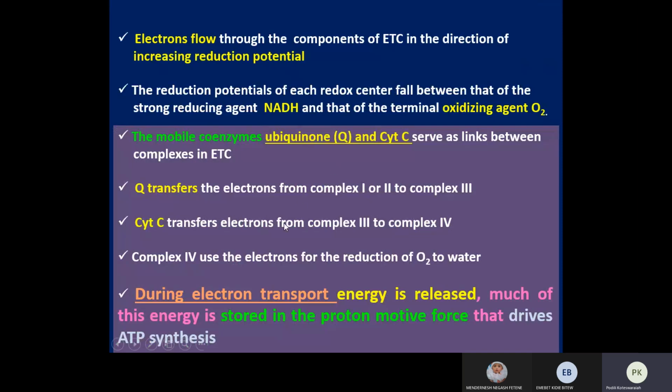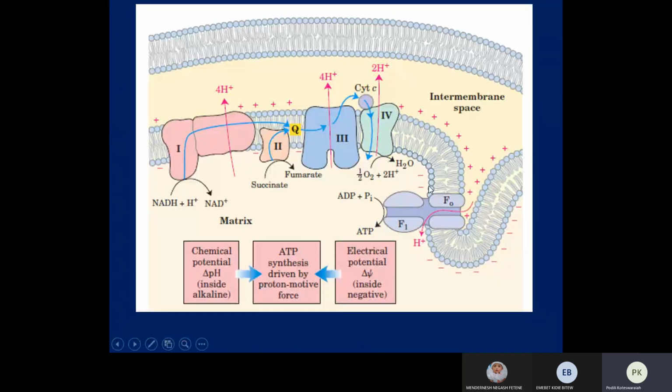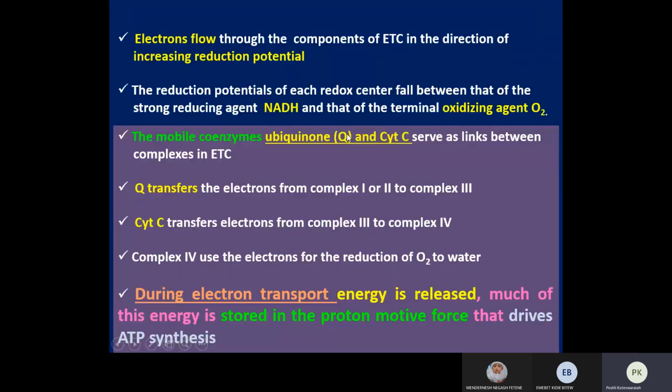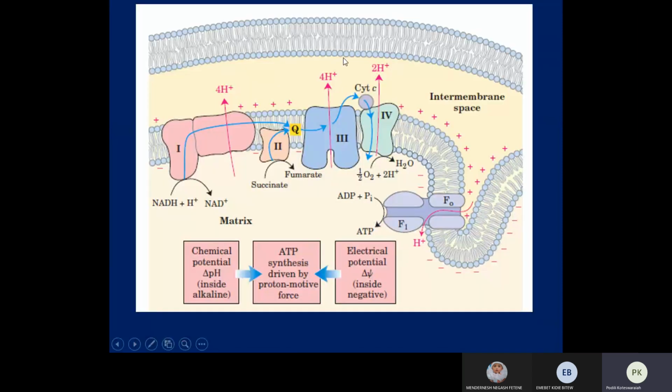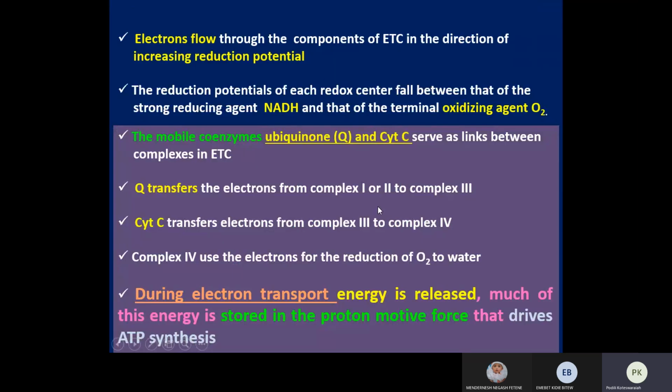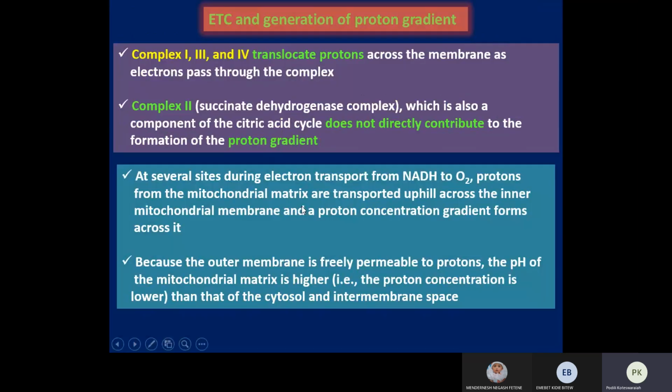When the electrons are transferred from NADH to the molecular oxygen, energy is released, and that energy is utilized for the generation of the proton motive force across the membrane. This proton motive force is further utilized for the formation of ATP from ADP and Pi. So this is the overview of this process.